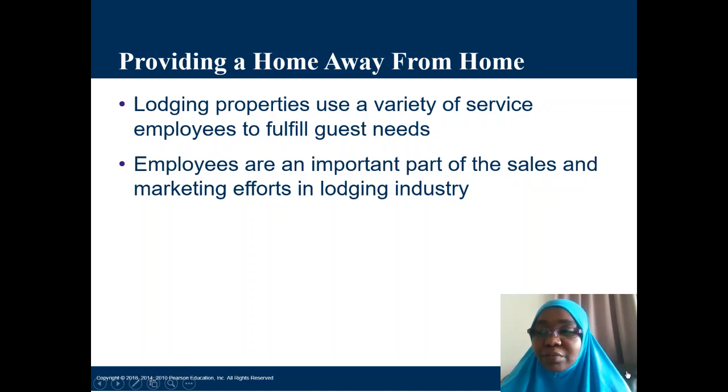Employees are very, very important, especially in the service industry, because you will be dealing personally with human beings, or employees. So these are very important in the marketing effort as well as the sales effort as far as the lodging industry is concerned.